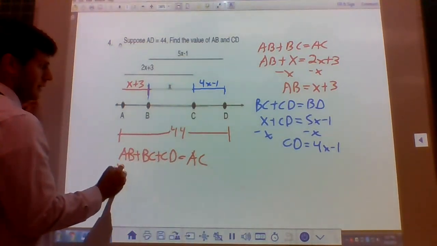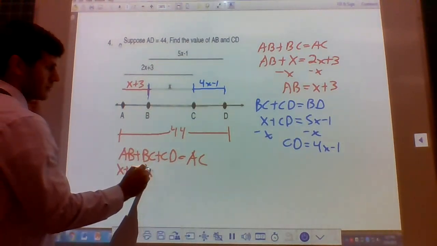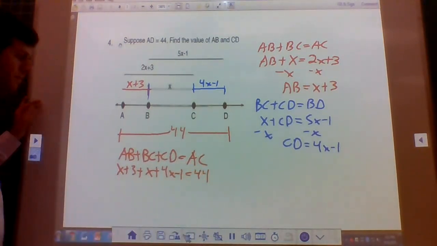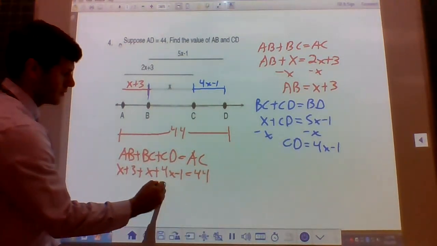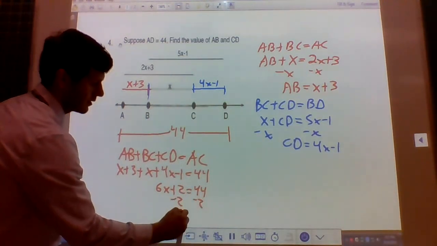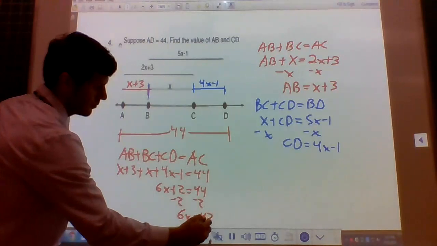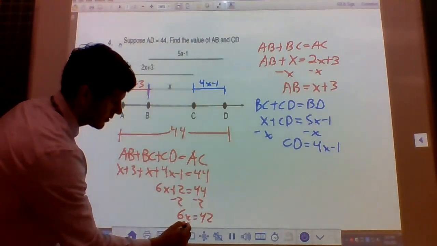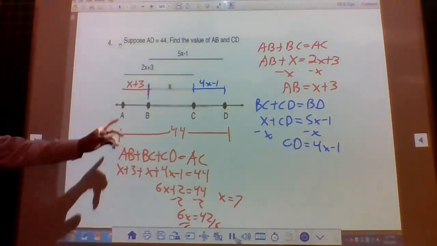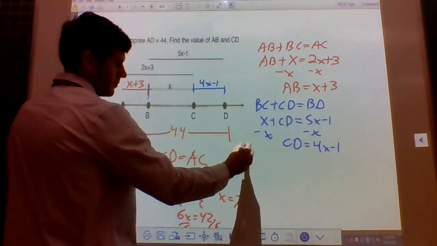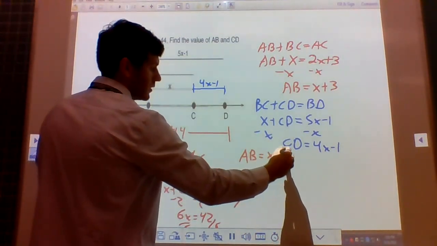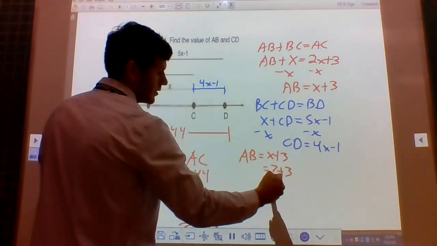Okay. So that's going to be X plus 3 plus X plus 4X minus 1 equals 44. Combine like terms, that's going to be 6X plus 2 equals 44. We subtract 2 from both sides, 6X equals 42. Divide both sides by 6, and we get X equals 7. We want to find AB. So that's going to be X plus 3. So that's going to be 7 plus 3, which is going to be 10.